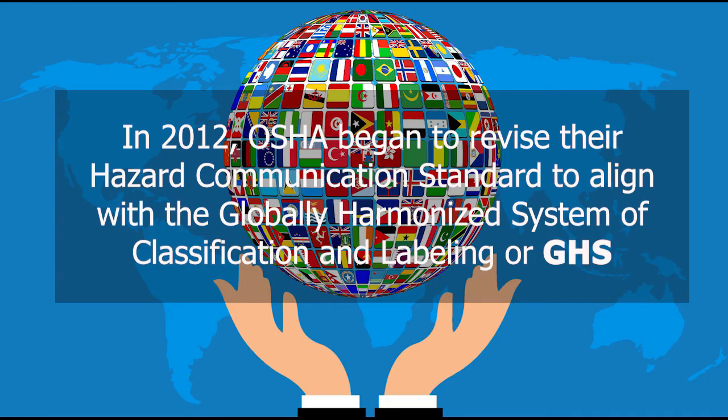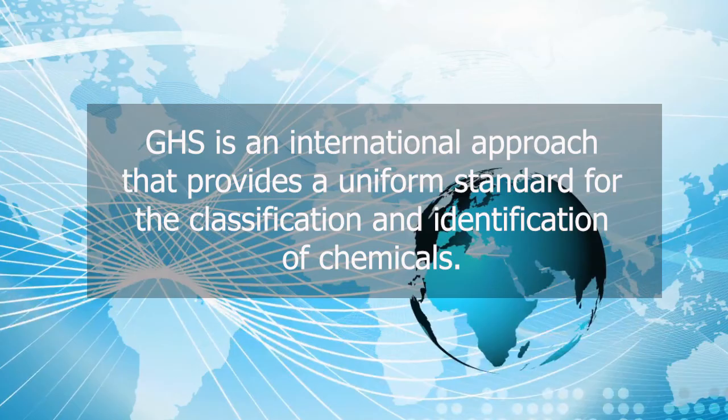In 2012, OSHA began to revise the Hazard Communication Standard to be consistent with the United Nations Globally Harmonized System of Classification and Labeling of Chemicals. The Globally Harmonized System, or GHS, is an international approach to hazard communications that provides specific criteria for the classification of chemical hazards and a standardized approach to label elements and safety data sheets.